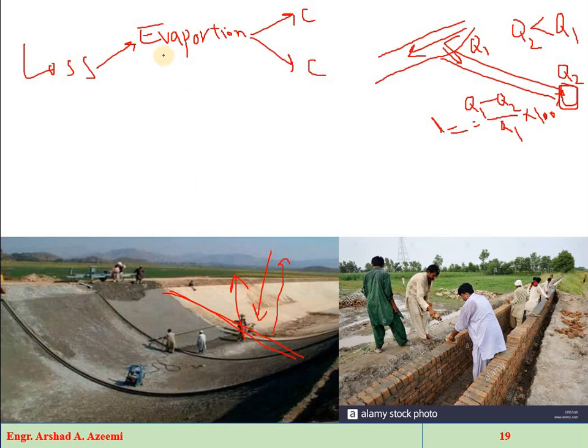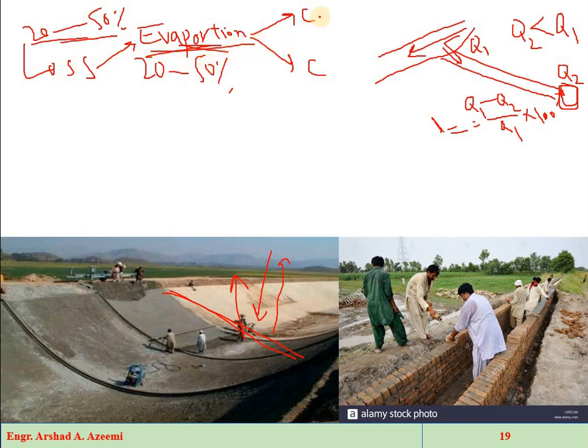A major portion of the water is lost in evaporation. Almost we can say that 20 to 50% of the canal discharge in an unlined canal is lost. That is the total loss. If you have an unlined canal, in the natural soil condition, then 20 to 50% of the water will be lost. So evaporation is one of the major contributors to water losses in the irrigation canal.